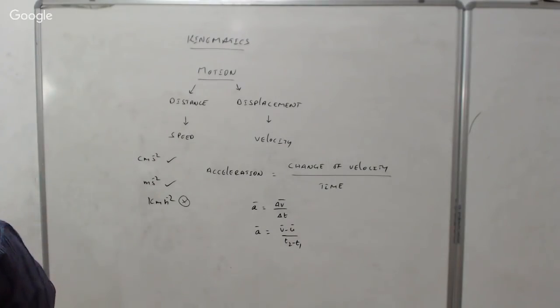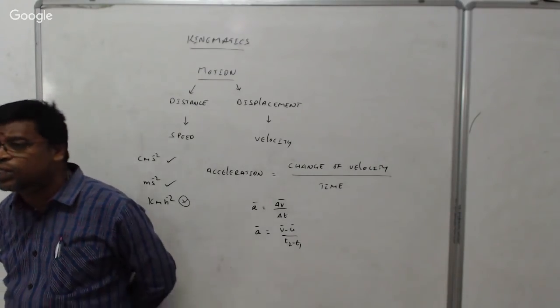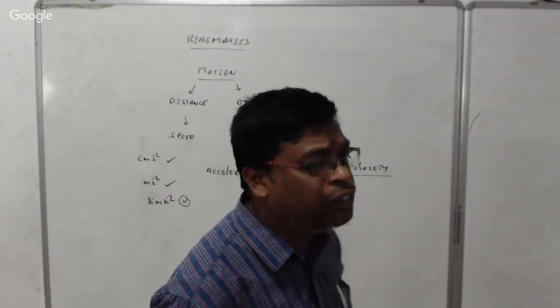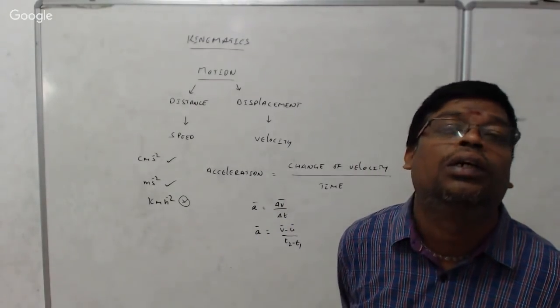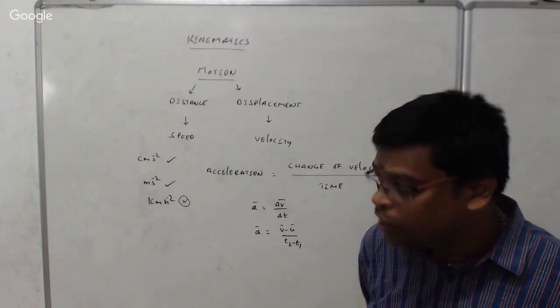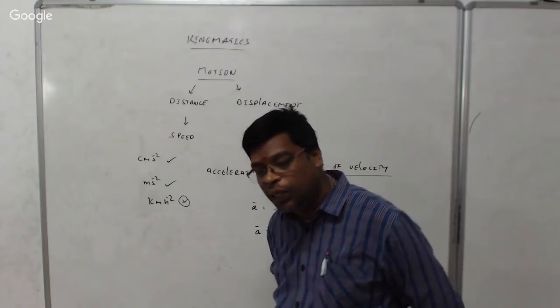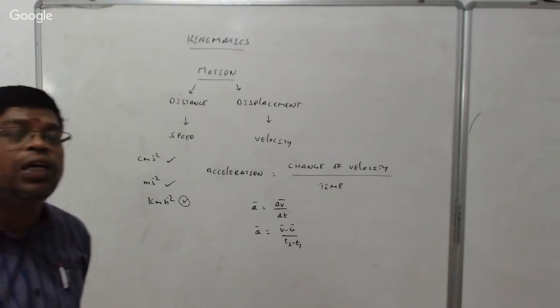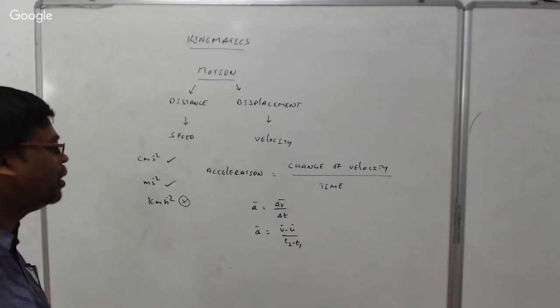That is non-uniform acceleration. And next one, instantaneous acceleration. As we define speed and velocity, that is speed of a body at a particular instant of time, or velocity of a body at any particular instant of time. Similarly, acceleration of a body at any particular instant is called instantaneous acceleration.